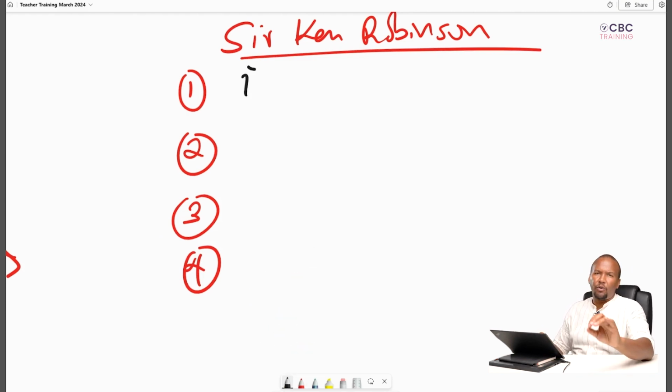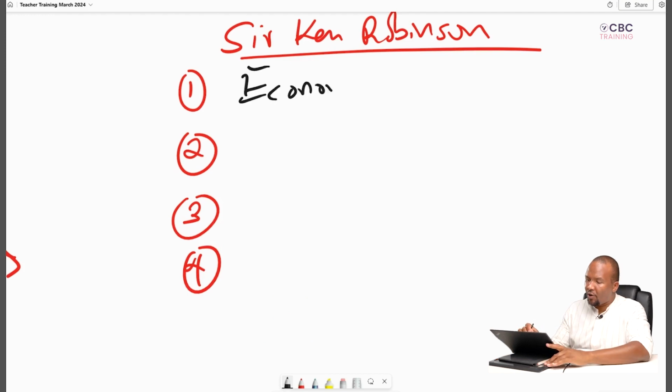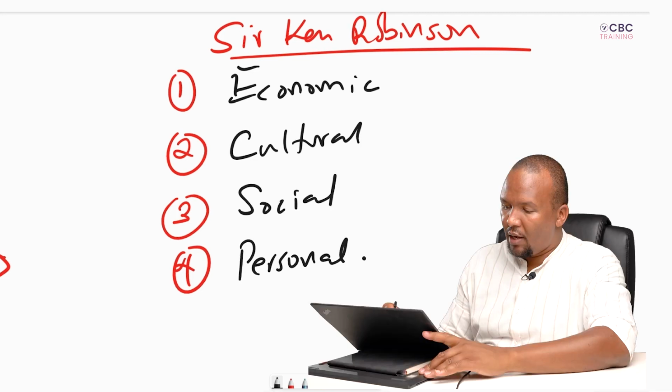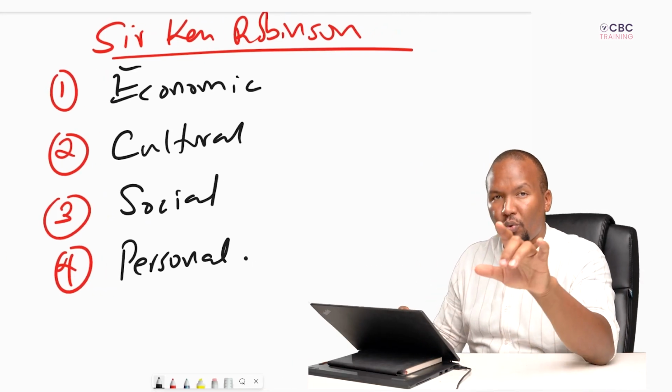The first purpose for education, he says, is that education should be economic. Okay, economic. The second purpose is cultural. The third purpose is social, and the fourth purpose is personal. And I want to very quickly talk you through each of these.